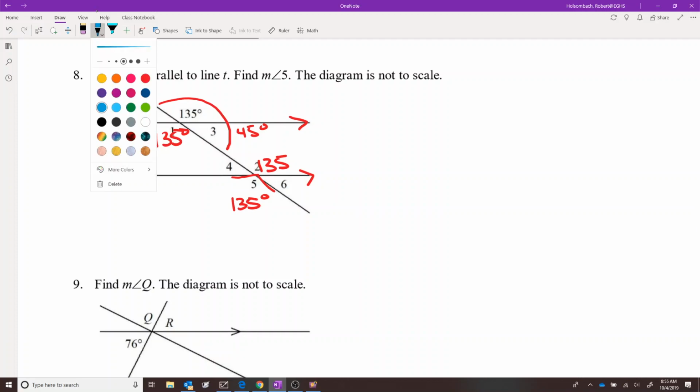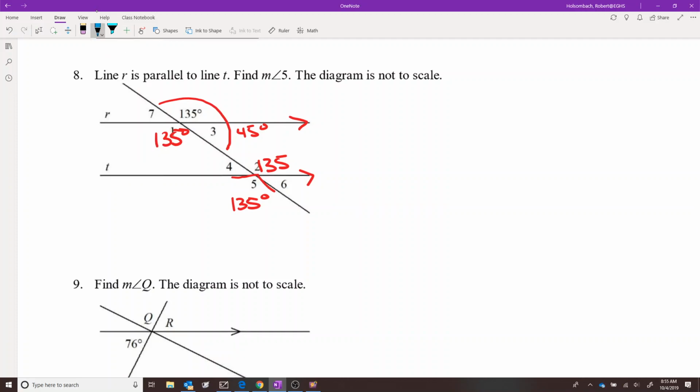Now, since this angle 3 is 45 degrees, it's a vertical angle of 7, so this angle is 45 degrees. Angle 3 and angle 4 are alternate interior angles, and they're congruent, so this is 45 degrees. And angle 4 and angle 6 are vertical angles, and they're congruent, so this is 45 degrees. Okay? So when you got 8 angles created by two parallel lines and a transversal, there's only going to be 2 measures in the whole diagram.